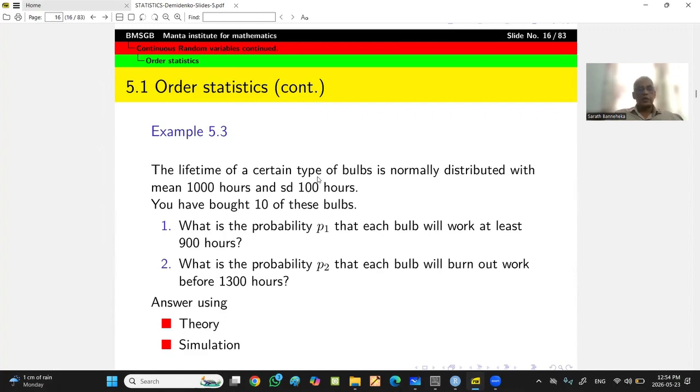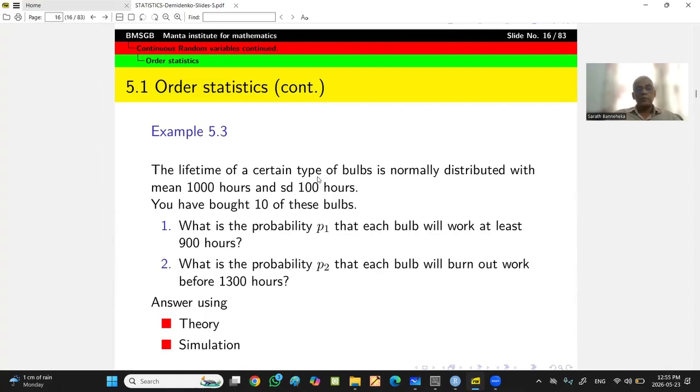In this example, the lifetime of a certain type of bulbs is normally distributed with mean 1,000 hours and standard deviation 100 hours. Some kind of bulbs, each bulb has a certain lifetime, and using some modeling experience, they have found out that a normal distribution with mean 1,000 and standard deviation 100 is a suitable model for the lifetime data for these bulbs. Suppose you have bought 10 of these bulbs.